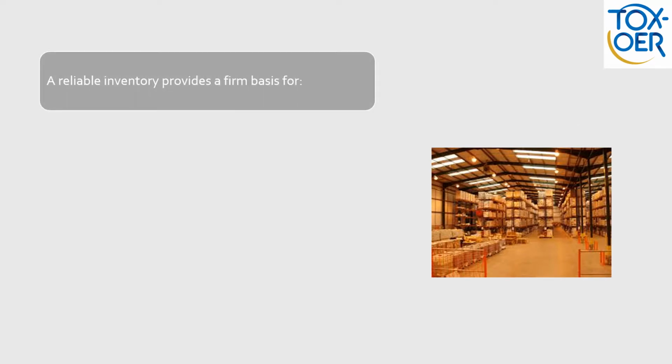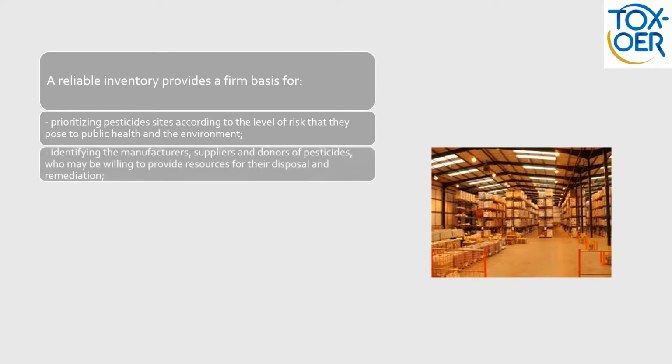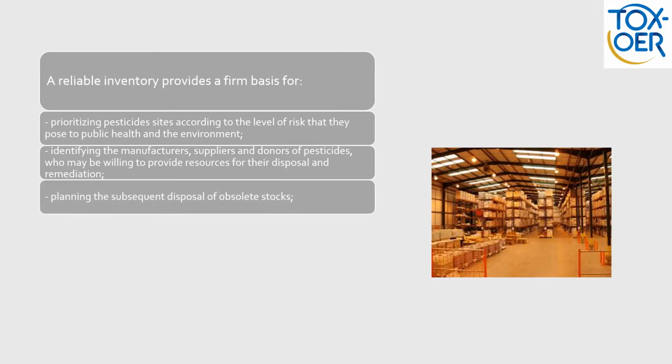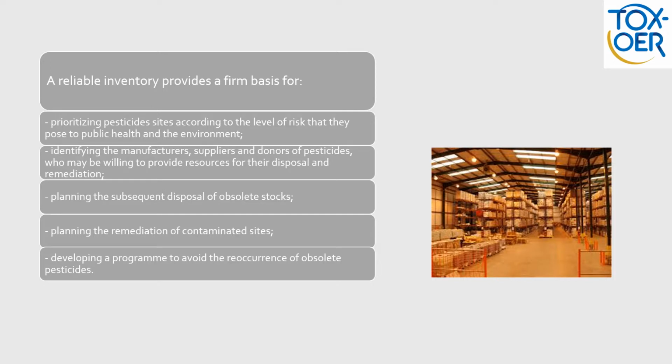A reliable inventory provides a firm basis for prioritizing pesticide sites according to the level of risk that they pose to public health and the environment. Identifying the manufacturers, suppliers, and donors of pesticides who may be willing to provide resources for their disposal and remediation. Planning the subsequent disposal of obsolete stocks. Planning the remediation of contaminated sites. Developing a program to avoid the reoccurrence of obsolete pesticides.